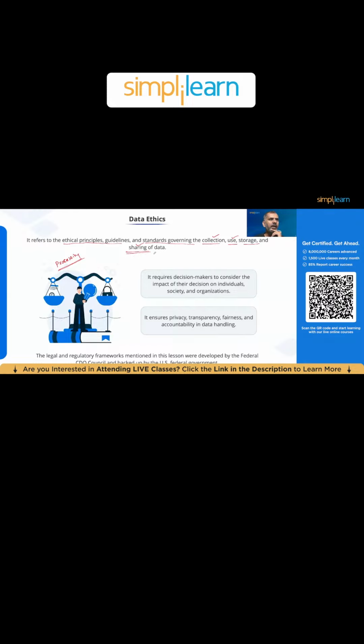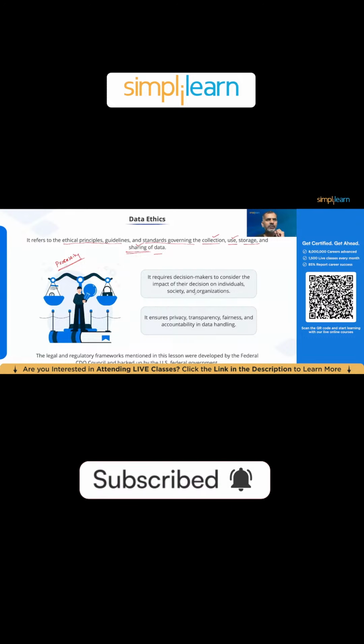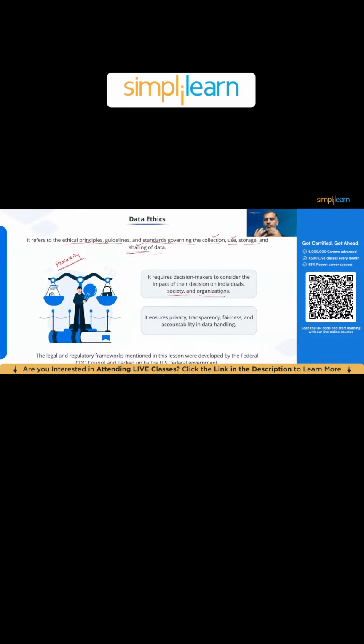Now, when it comes to the data, it requires the decision maker to consider the impact of their decision on individuals, society, and organizations. So, that is where we collect data. And this is something we have understood from our previous sessions also, that we do data analytics because we want to convert raw data into information. And once you get this information, you can use it for making better decisions. So this information basically helps you to take better decisions.